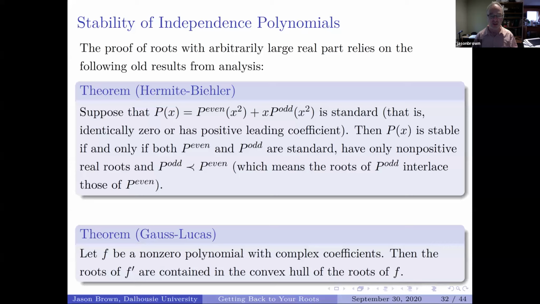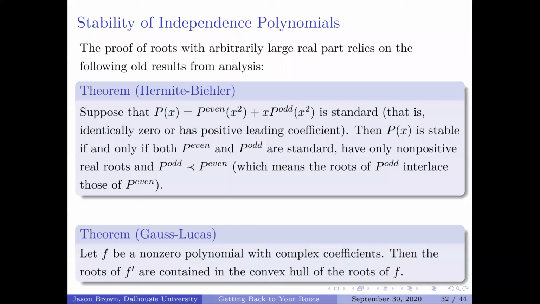Then the roots of f prime, you could ask, where are the roots of the derivative of a polynomial? In particular, if f happened to be a non-zero polynomial with real coefficients, and if the roots of f happen to be real, then it's easy to see that the roots of f prime are real. More generally, what Gauss and Lucas proved is that if you have a complex polynomial, non-zero, then the roots of the derivative are contained in the convex hull of the roots of the original. So every time you differentiate, the convex hull of the roots becomes nested inside the one of the original.